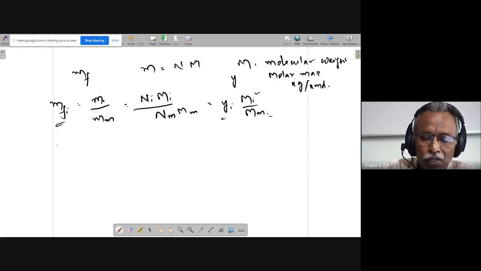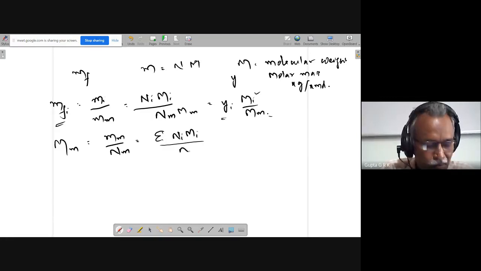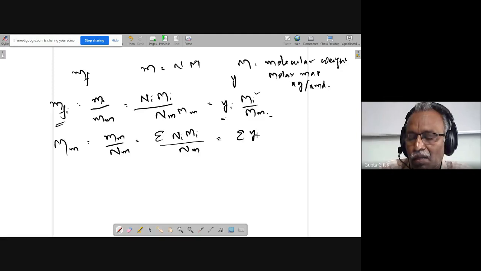And if I want to find out the molecular weight of the mixture, so this is equal to total mass of the mixture by the number of moles of the mixture. This is equal to, we can write as sigma ni Mi by nm. So this can be written as sigma yi Mi, because sigma ni by nm is yi. We can get like this.